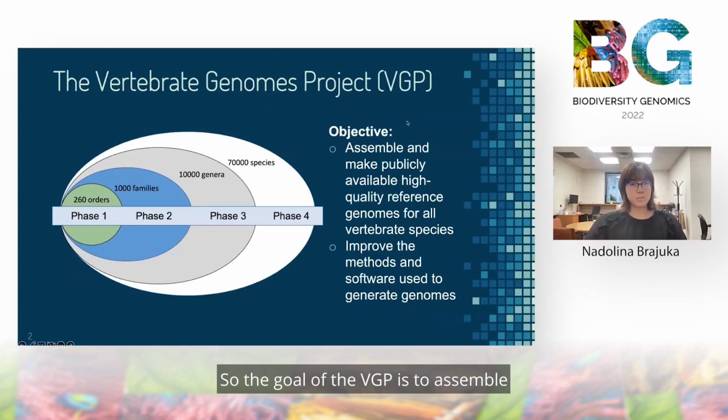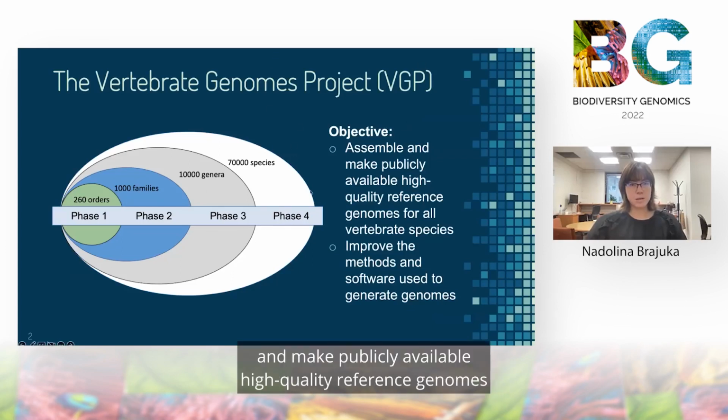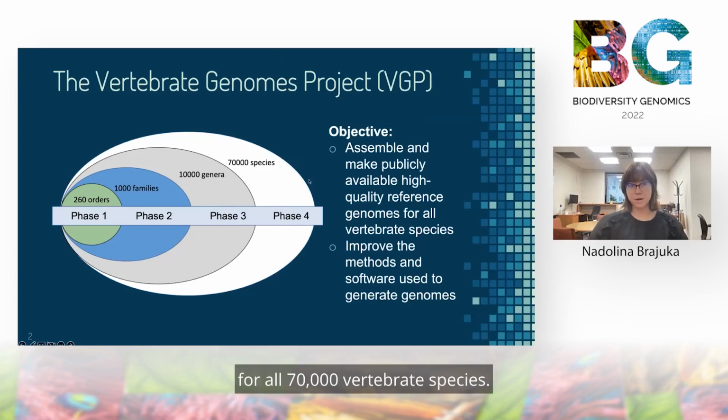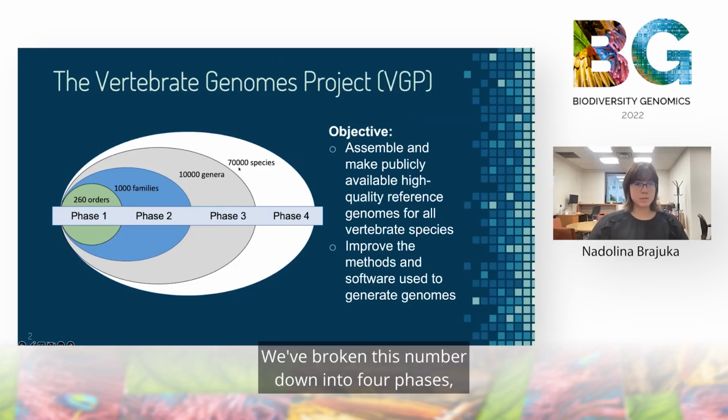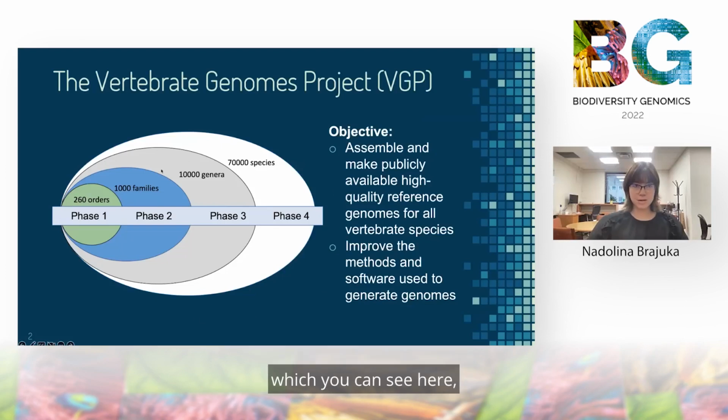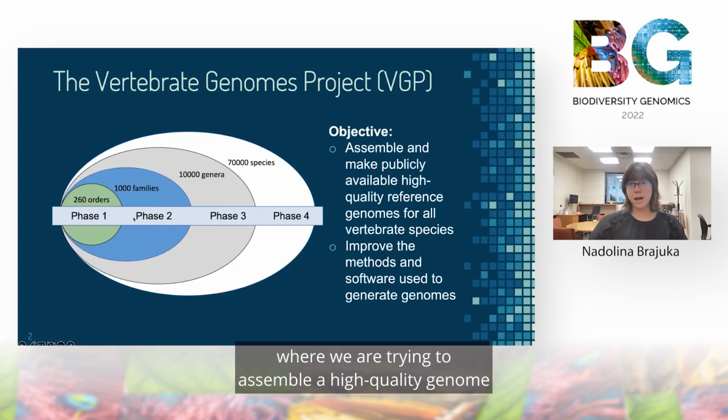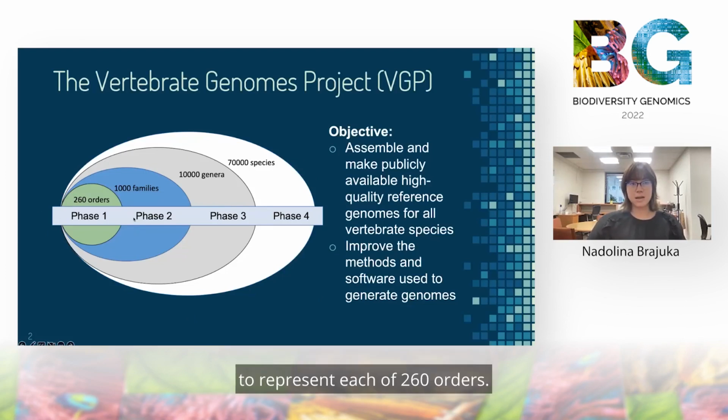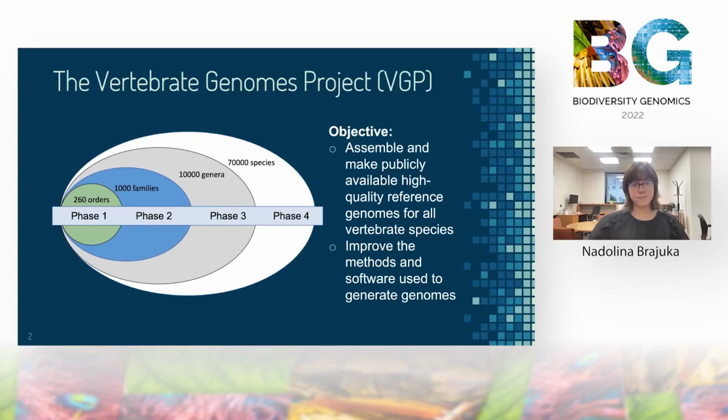So the goal of the VGP is to assemble and make publicly available high-quality reference genomes for all 70,000 vertebrate species. We've broken this number down into 4 phases, which you can see here, and are currently at the tail end of phase 1, where we are trying to assemble a high-quality genome to represent each of 260 orders.